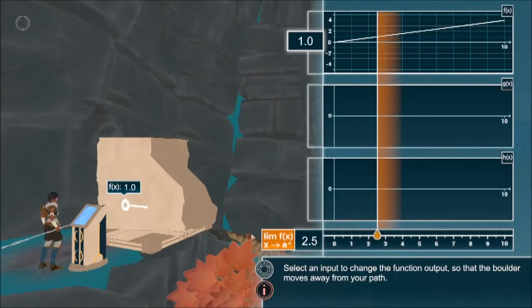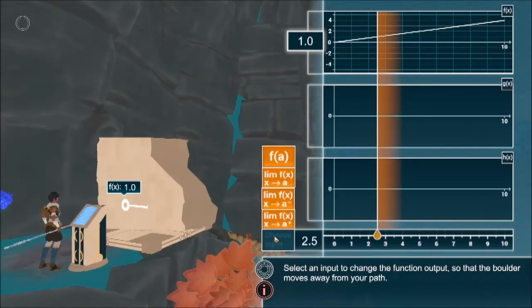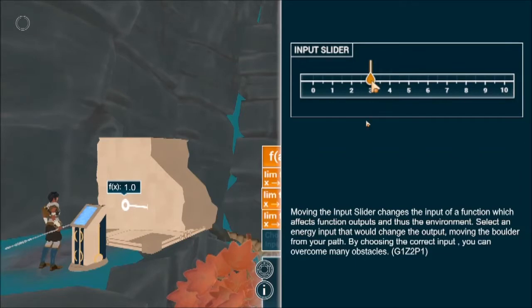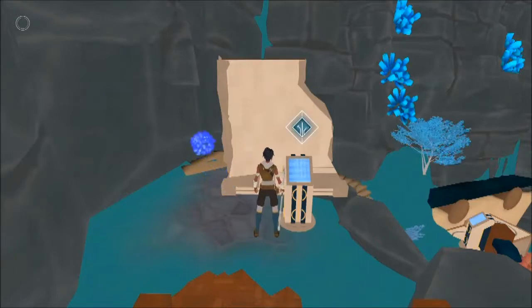Oh, I see. So, okay, so we've got this value. Select an input to change the function output. Let's go here. So input slider, move the changes the input of a function, so what the value of x is. Select an energy input that would change the output, moving the boulder from the path. By choosing the correct input, you can overcome many obstacles.